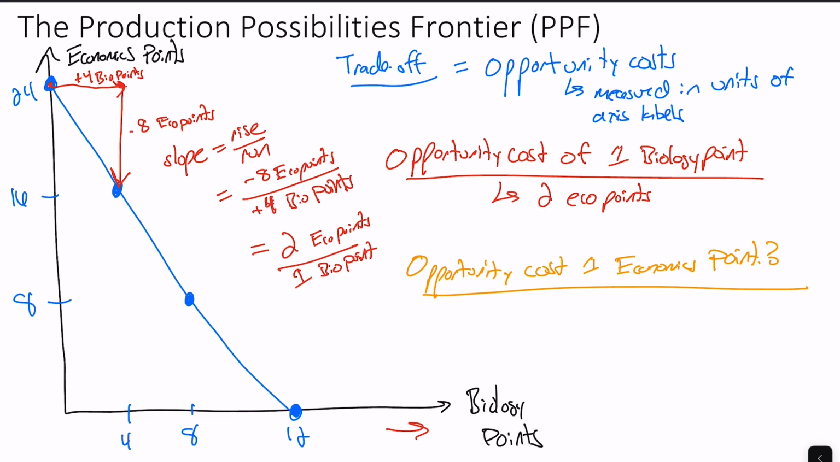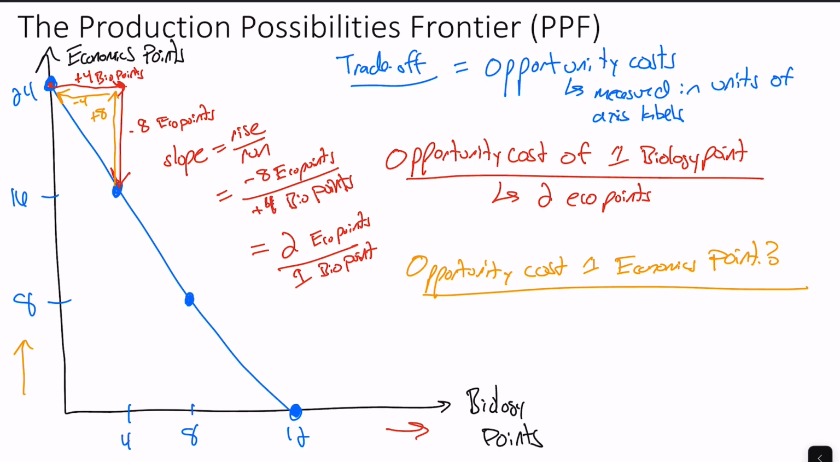Right? If we're going to ask the opportunity cost of the y good, we're going to move up along the y-axis. We want more economics points, right? And if we want more economics points, we need to give up some biology points. So let's start from right here. We need to get more economics points. We'd go up 8 economics points right there, and we'd have to give up 4 biology points. There's the trade-off. All right, so to get that in color here, we would gain 8 economics points and would lose 4 biology points. All right.